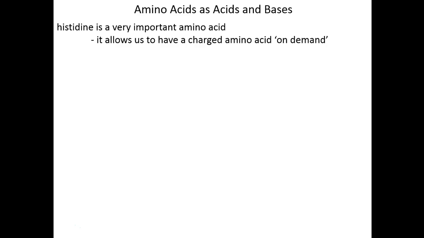So that brings us finally to the idea of amino acids acting as acids and bases. Histidine is one of the most nuanced and important amino acids we'll discuss, and we'll come back to histidine many, many times in this course in many different contexts. Histidine is important for cells because it allows a very unique feature. Its side chain allows a molecule to have essentially charge on demand. If you want a molecule to be charged, you can have histidine in there, and you can have a positive charge when you want it, but you can also get rid of that positive charge when you want to as well.